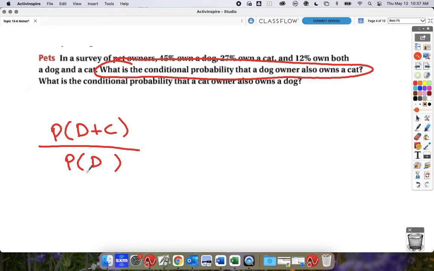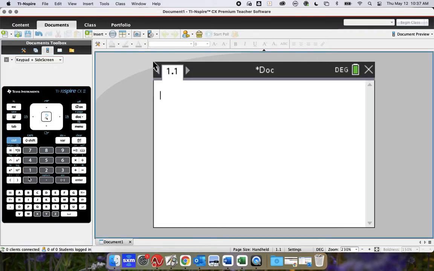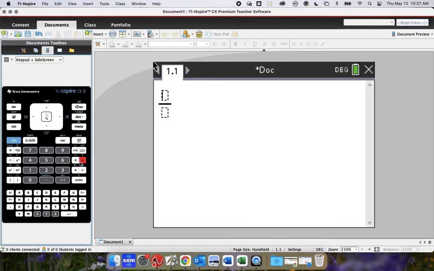So how many people own a cat and a dog? 12%. Over how many people just own a dog? 45. So in the math calculator, that looks like 0.12 over 0.45. About 26.66%.